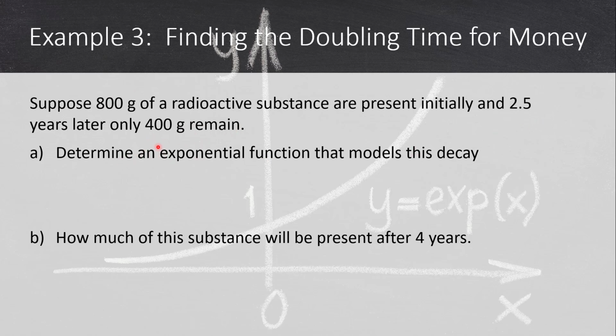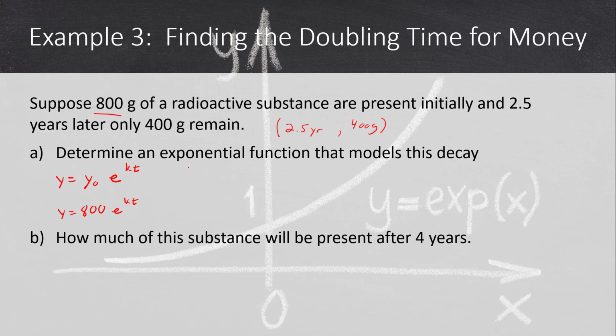The first thing we want to do is to determine an exponential function that models this decay. Well, that function is going to have the form y is equal to y naught e to the k times t. Now, we know that y naught is 800 because that's the initial amount. So this is going to be y is equal to 800 times e to the kt. We also know that at 2.5 years, the amount y is going to be 400 grams. So we can use that in our equation.